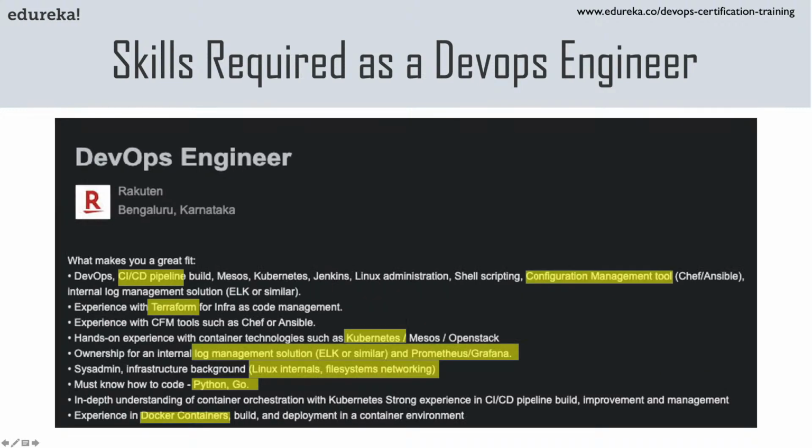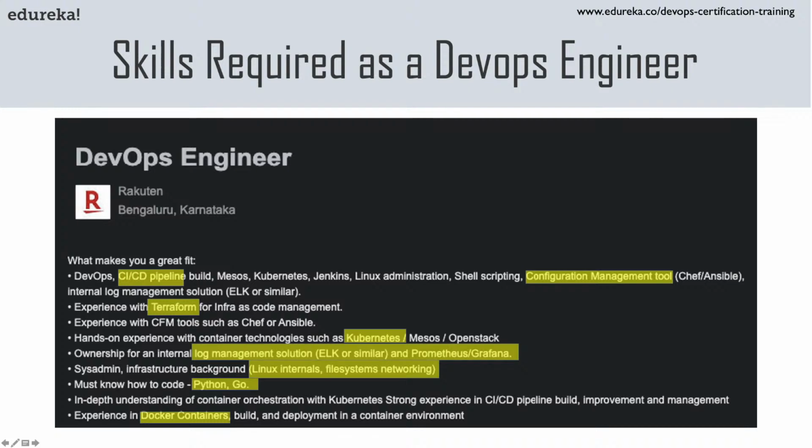Next, let's have a look at a job from Rakuten company. So Rakuten, they basically expect you to know CI/CD pipelines. They expect you to know configuration management. They expect you to know Terraform, Kubernetes, ELK, which is a log management solution. They expect you to know Linux, Python, Docker containers, so on and so forth.